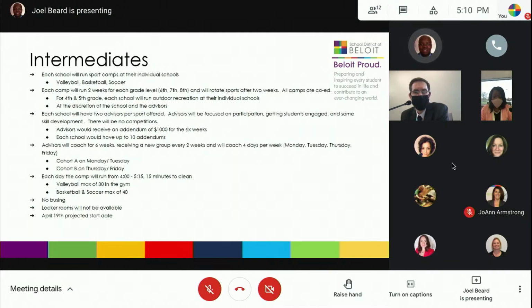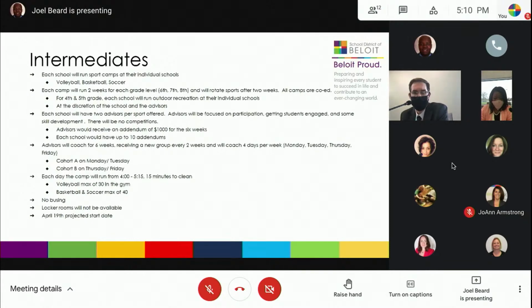All right. In the 4th and 5th grade, they wanted to do more of an outdoor recreation, and it's more at the individual schools because they have different facilities. So they wanted to take advantage of those outdoors. So it's left up to the 4th and 5th grade, what they would like to do, at the discretion of the school, the principals, and the advisors.